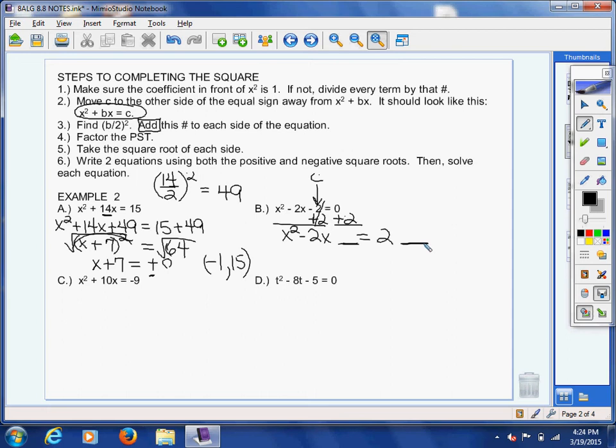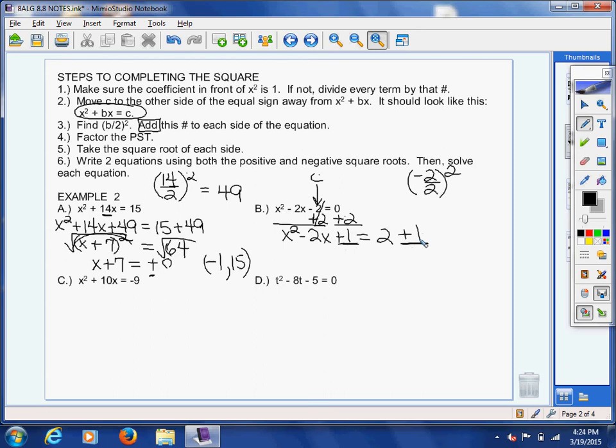And so let's calculate that real quick. We need to take B, which is negative 2, and we're going to divide that by 2, and then whatever that number is, we're going to square it. So negative 2 divided by 2 is negative 1. And negative 1 squared is positive 1. So we're going to add a 1 to each side.